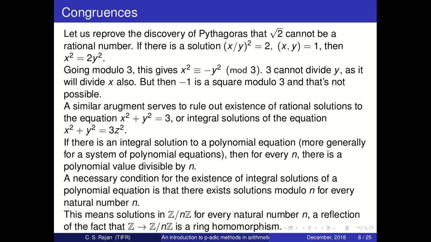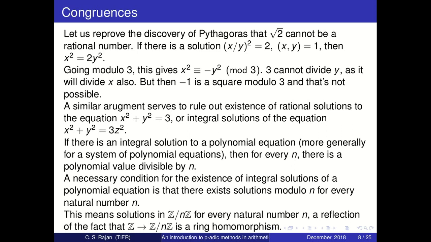So if there is a solution x squared equal to 2 y squared, and x and y have no common factors, where x and y are natural numbers, then x squared equals 2 y squared. So you go modulo 3. This means x squared is congruent to minus y squared, because 2 is congruent to minus 1 mod 3: 2 plus 1 is 3, and 3 is 0. And 3 cannot divide y, because if 3 divides y then y squared is 0, so x squared is 0 and 3 will also divide x. So I can divide by y, and then I get minus 1 is a square mod 3.